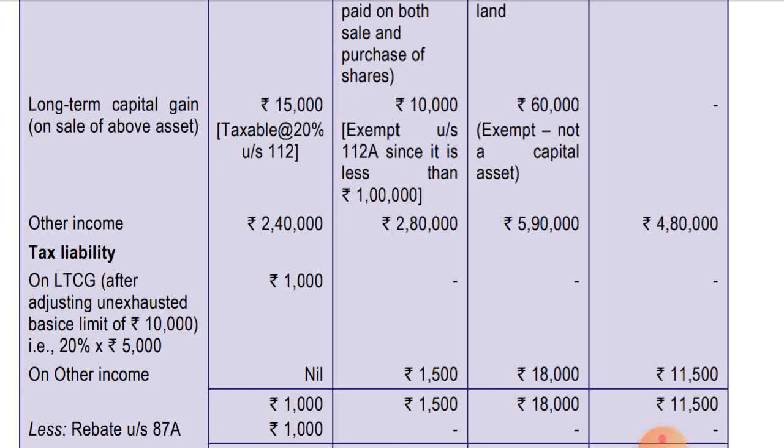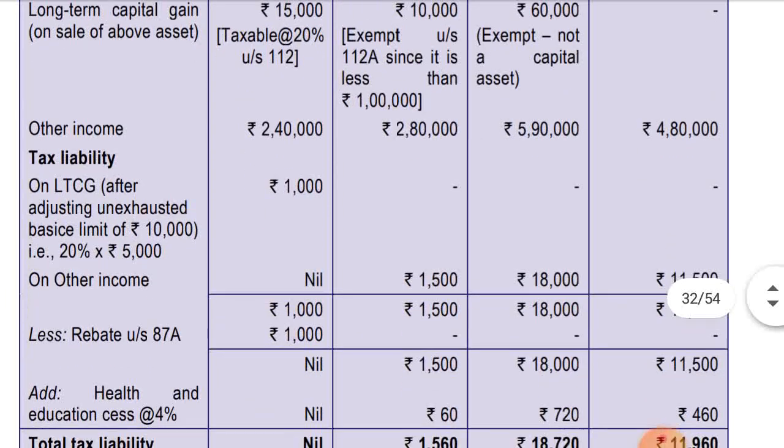So 10,000 is not exhausted. So on long-term capital gain, basic exemption will be available up to rupees 10,000. So only 5,000 will be taxable at the rate of 20%. On 5,000 of long-term capital gain, after adjustment of unexhausted basic exemption of 10,000, that is 20% on 5,000, that is coming to 1,000.